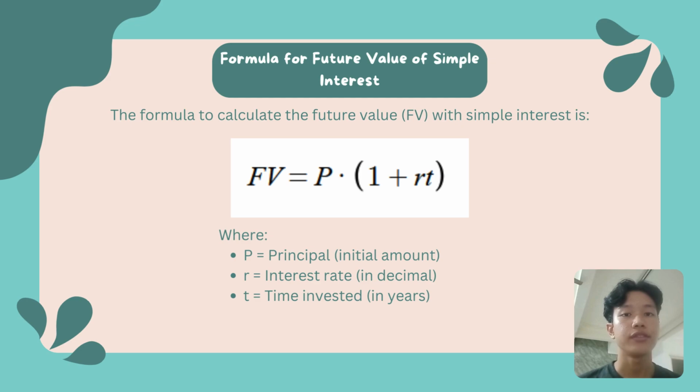It is FV equals P times (1 plus RT), where P is the principal, R is the annual interest rate, and T is the time the money is invested or borrowed for in years.